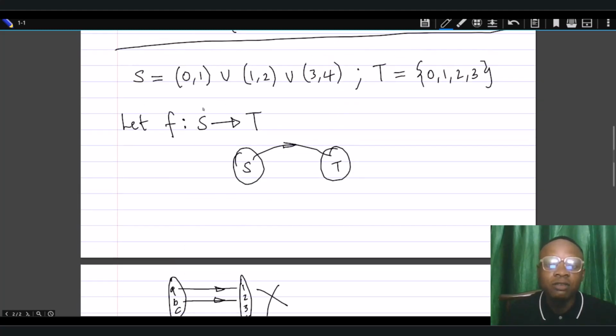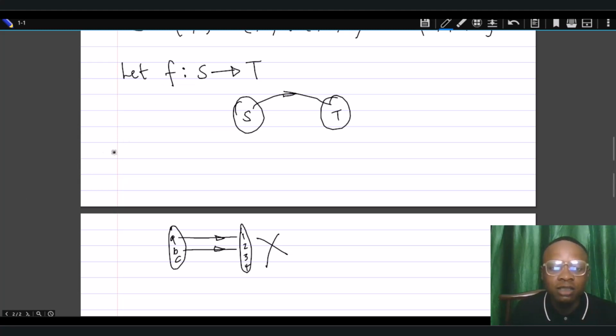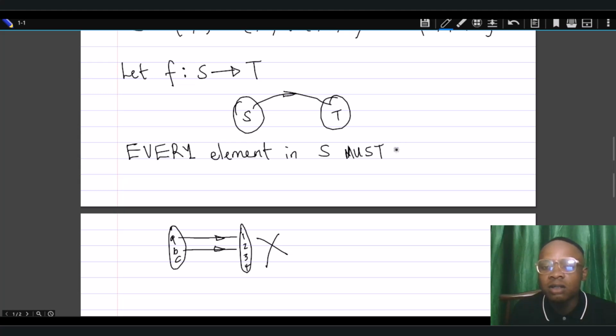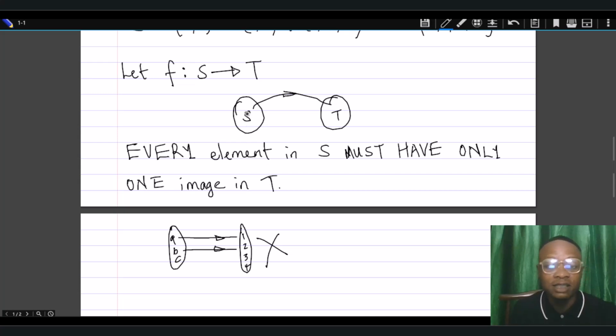So if I have a function from S to T, it is important, and I'm writing this in capitals so that you know it is very important, that every element in S must have, and only one is also to be stressed, only one image in T. Every element in S must have only one image in T. In other words, every element in S must be associated with only one element in T.